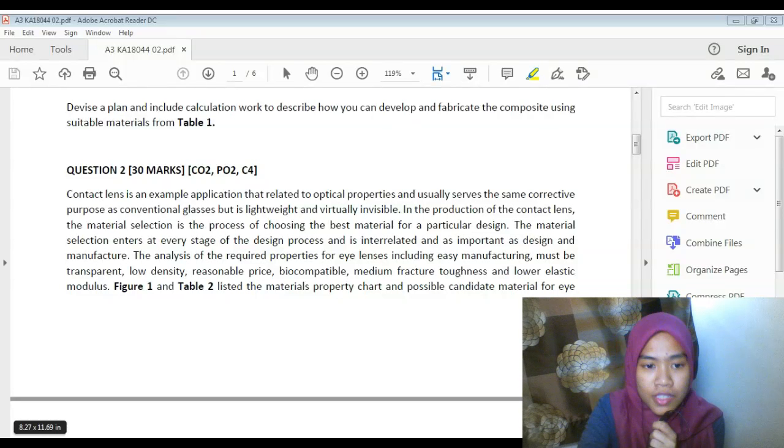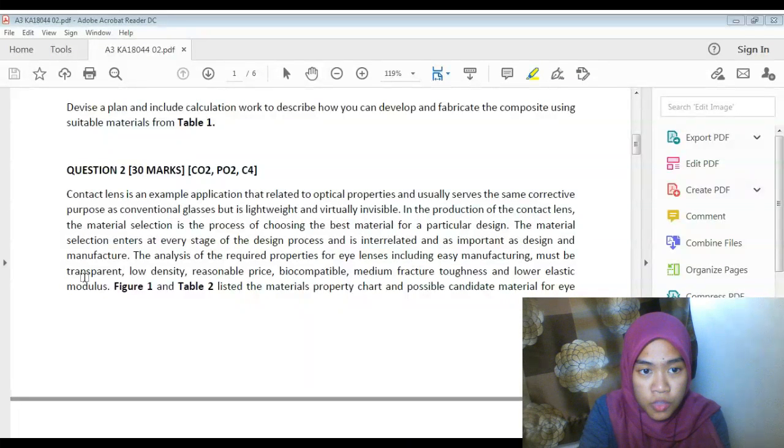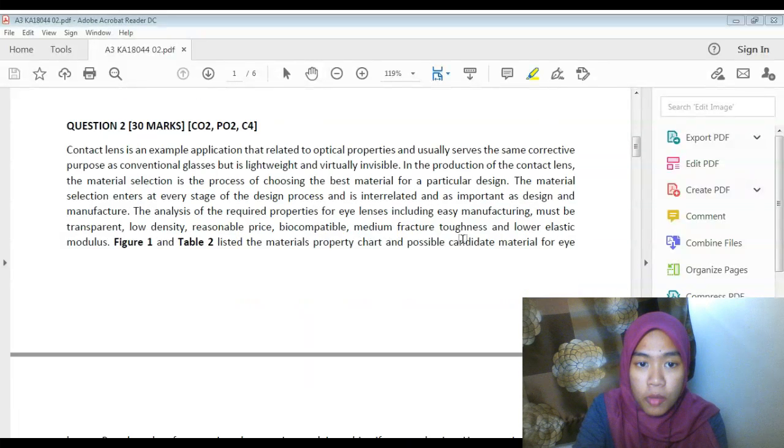So today we will discuss question number 2. Question number 2 is about the contact lens, an example application related to optical properties. The properties required for eye lenses are easy manufacturing, transparency, low density, reasonable price, biocompatibility, medium fracture toughness, and low elastic modulus.